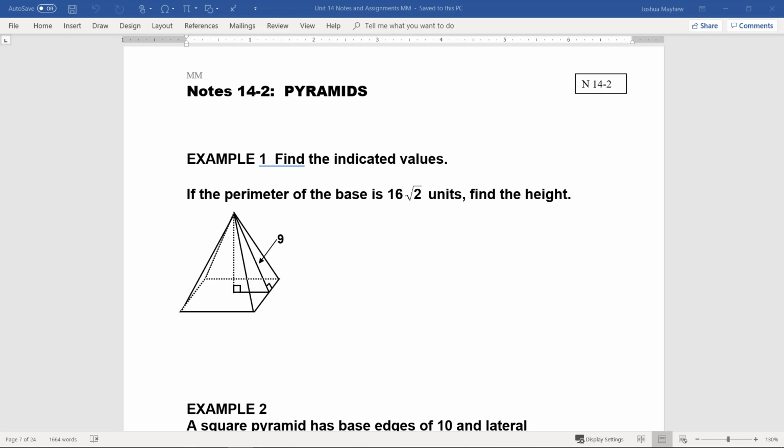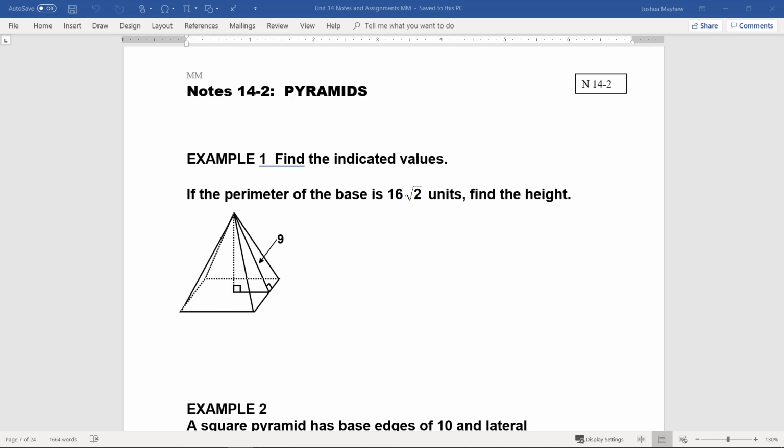So we're just going to jump right into the example. Just recall what we talked about yesterday in terms of nets of pyramids, and we have a new dimension, which is the slant height of a pyramid. Example 1 says find the indicated values. If the perimeter of the base is 16 square roots of 2 units, find the height.